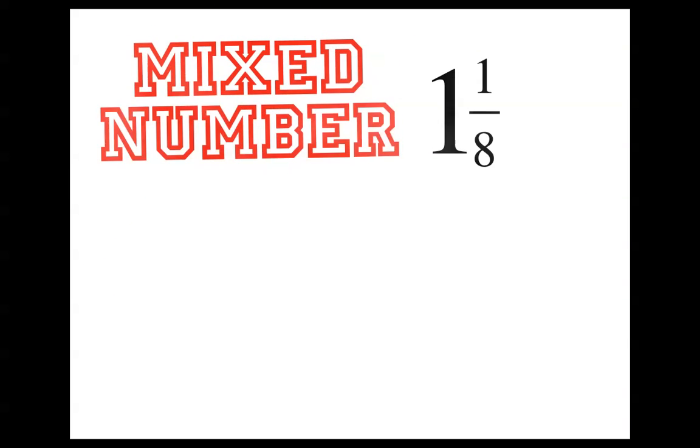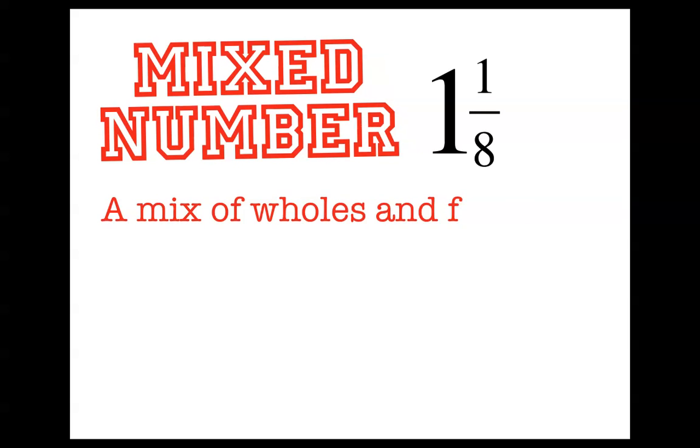9/8 means a whole plus 1 more extra eighth. This 1 and 1/8 is finally what we would call a mixed number. Why do we call it a mixed number? Because it's a mix of wholes and fractions. There's a big number in the front that tells you how many whole pizzas there are, and then there's a fraction to tell you how many leftover slices there are.